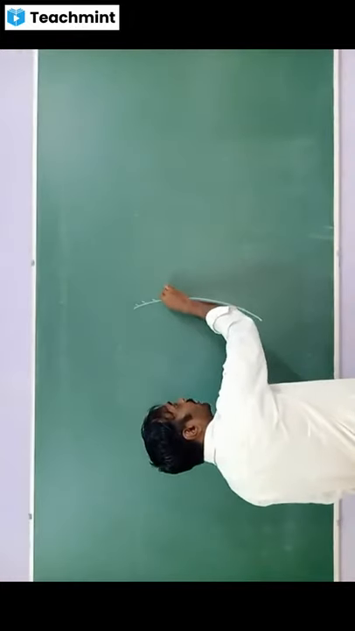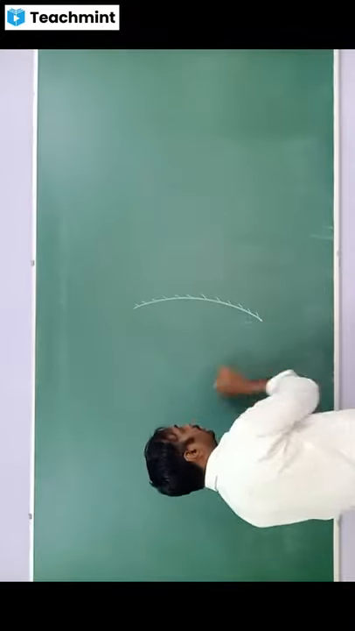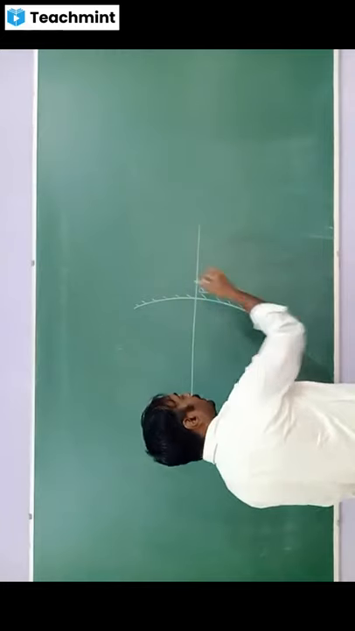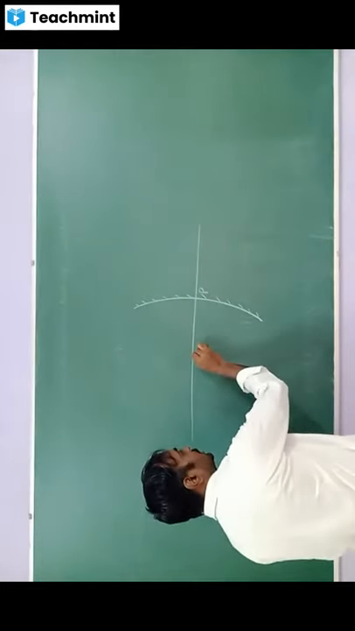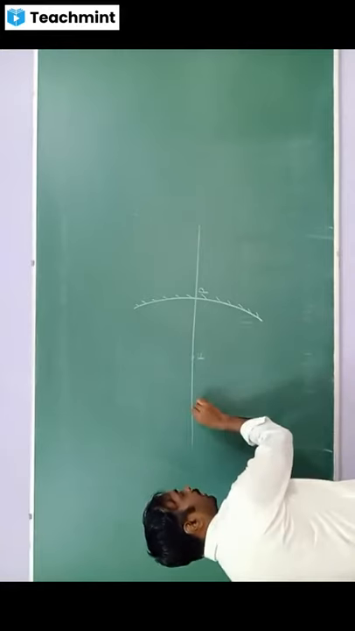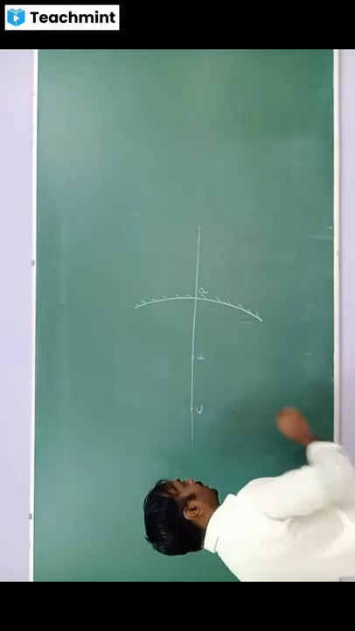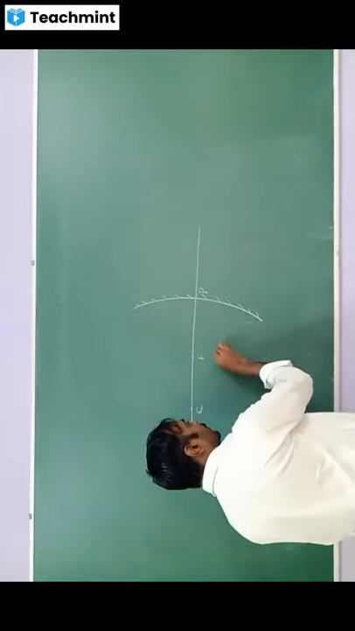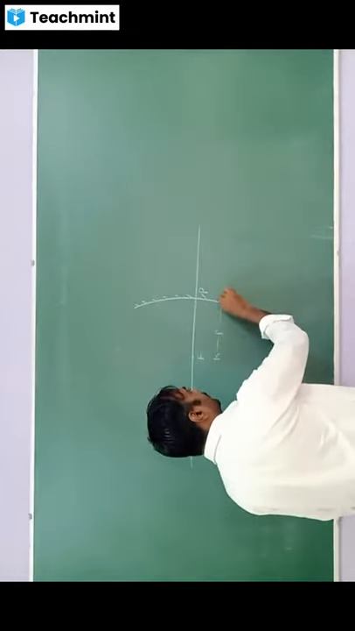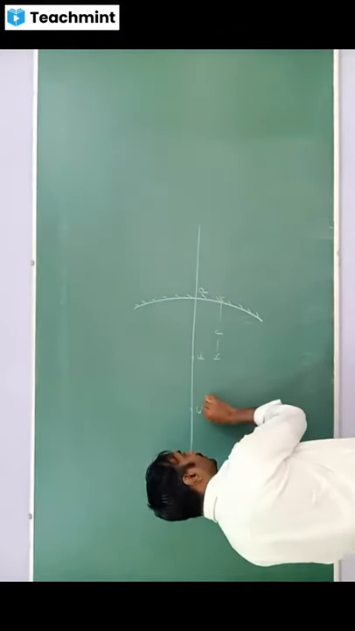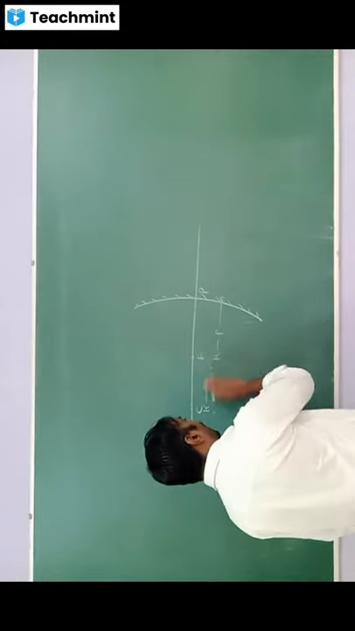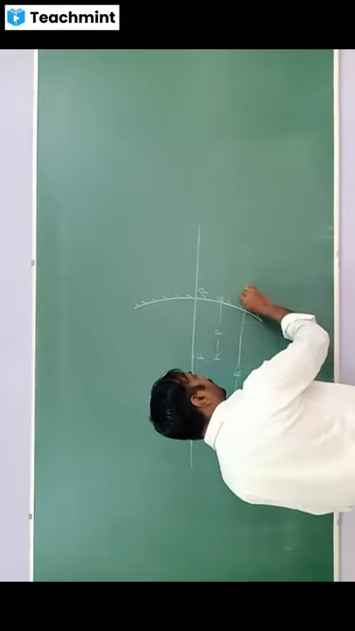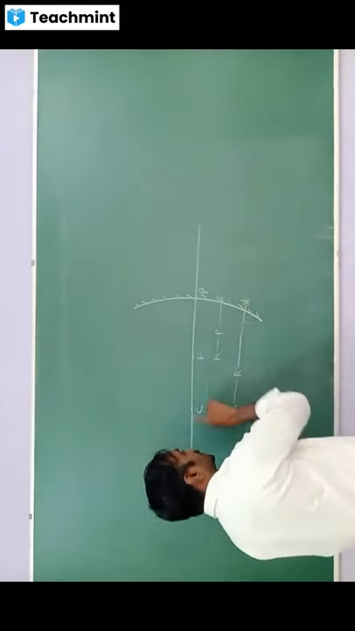So now let us consider a concave mirror. This is a concave mirror with focal length f and radius of curvature R. Here this is the principal focus of the concave mirror, and here this is the center of curvature. The distance of the principal focus from the pole is small f. The distance of C from the pole is capital R.